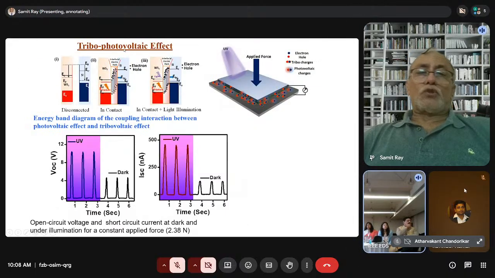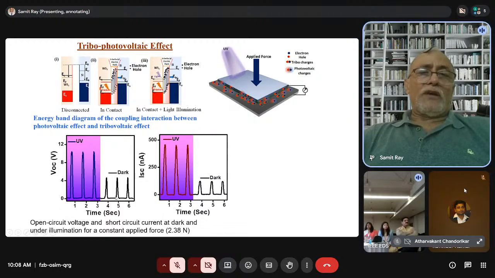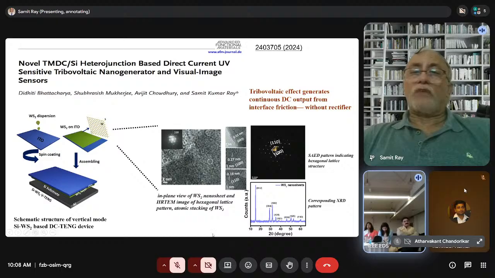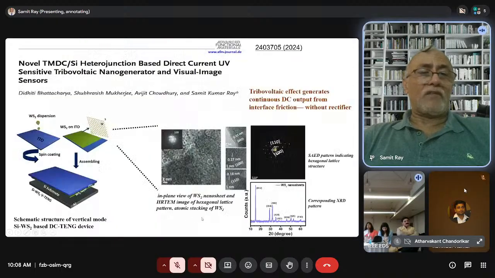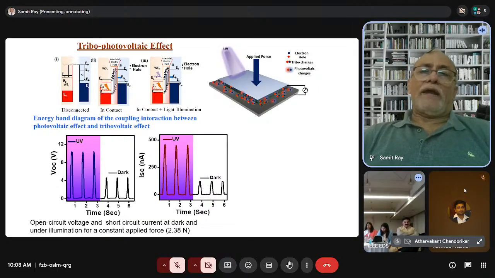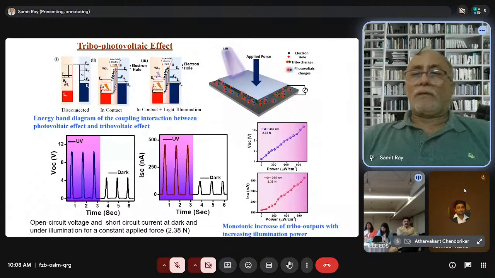In this case, as you see, this is the response of the material that we have used. Basically, it was silicon and WS2 based. And in UV light, it gives a very high Voc and Isc. So you can generate a lot of power and it also behaves as a very good sensor.